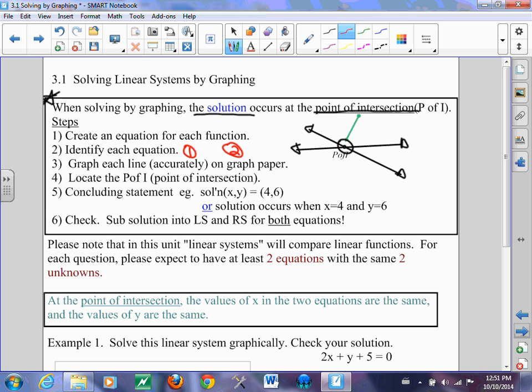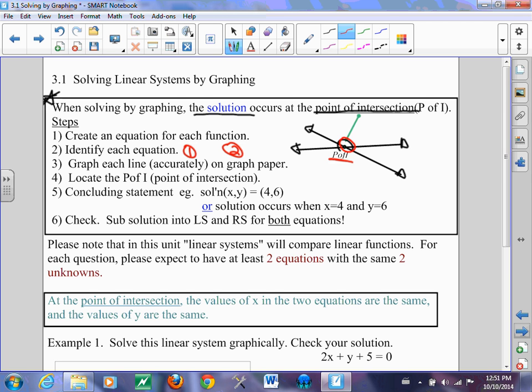You can't just guess with a squiggly line or it's not going to work, because we need to be very precise when we're finding that point of intersection, folks. Okay, I don't want to erase, I want you to be able to see what it is, the point of intersection, right? P of I. So after you graph both lines, number 4 is to locate the point of intersection.